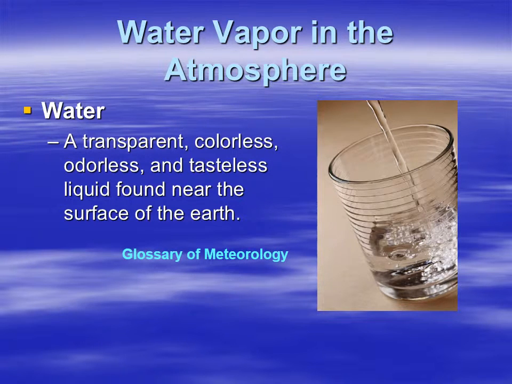So first, what is water? This is the definition straight out of the glossary of meteorology. It says that water is a transparent, colorless, odorless, and tasteless liquid found near the surface of the earth. In Grand Forks, I don't think that holds true, especially in the springtime. There's definitely a taste, typically from chlorine, and also sometimes it's colorful, especially when they start cleaning out or flushing the water lines. But there's the definition of water.